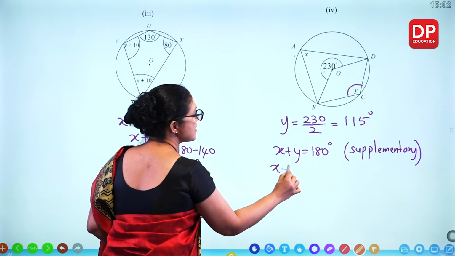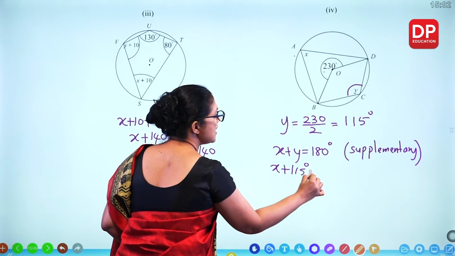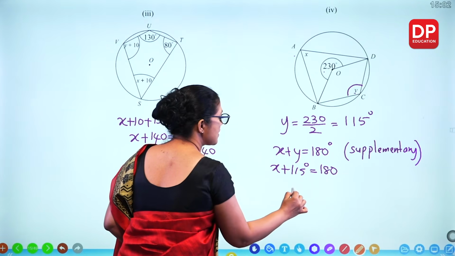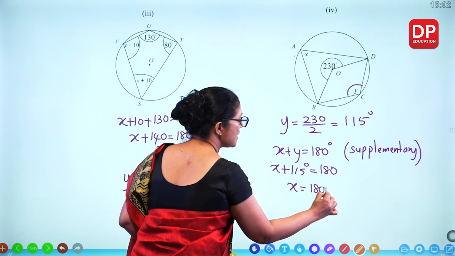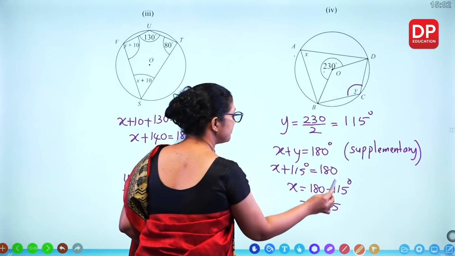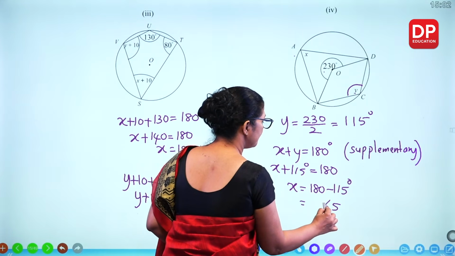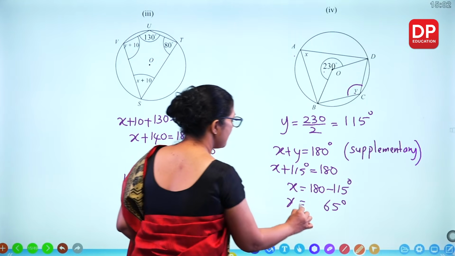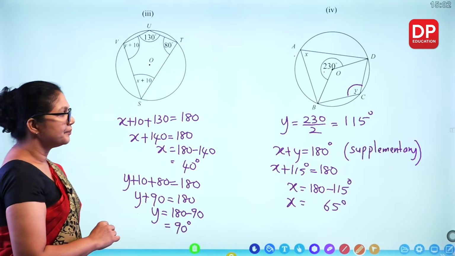So x plus 115 is 180. What's x? 180 minus 115. 65 degrees.